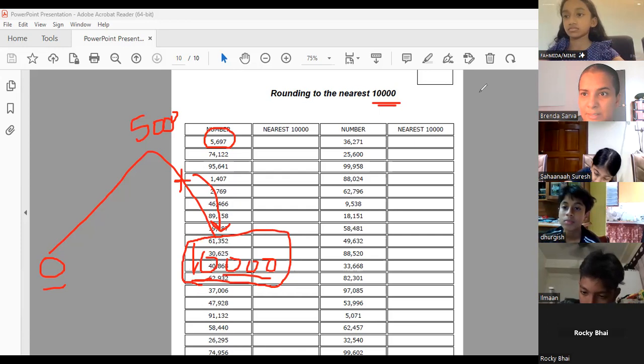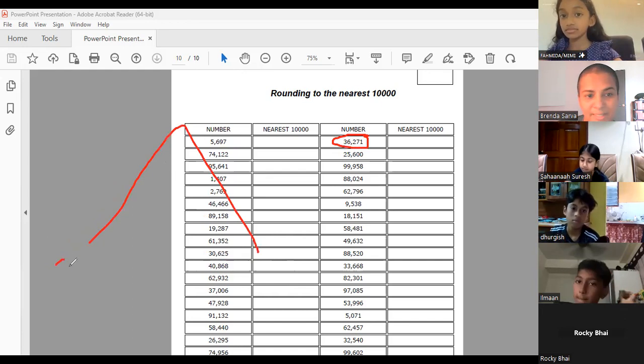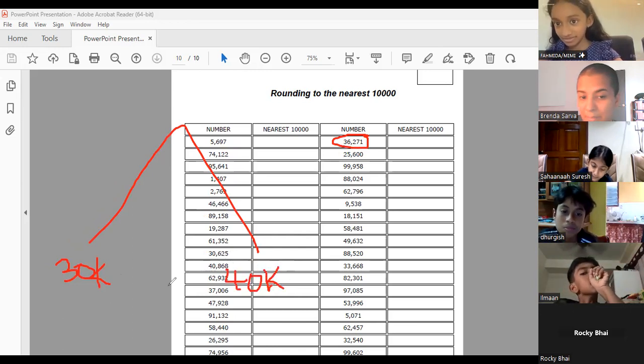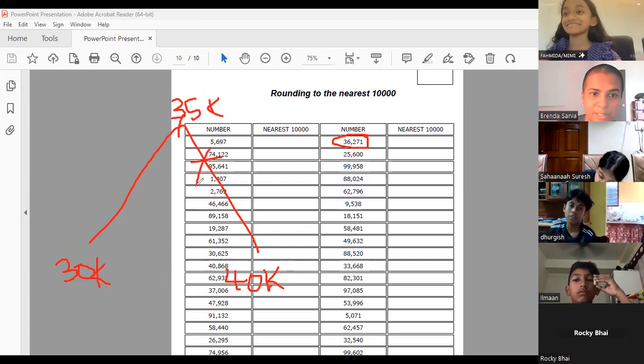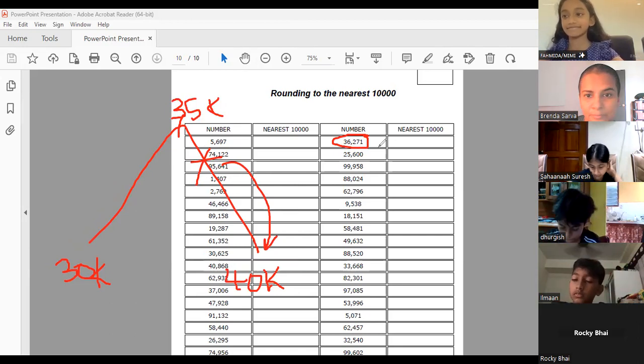Okay, let's clear this. Let's do this one: 36,000. So I'm going to draw my hill. 36,000 means, can I put a K here? K means 1,000. 30,000 to 40,000, that's my number hill. And here will be 35,000. 36,000 is somewhere here. Where will it go? 40,000. Do you understand now?